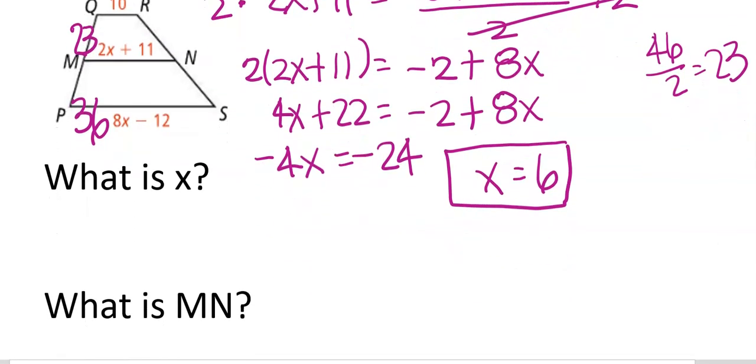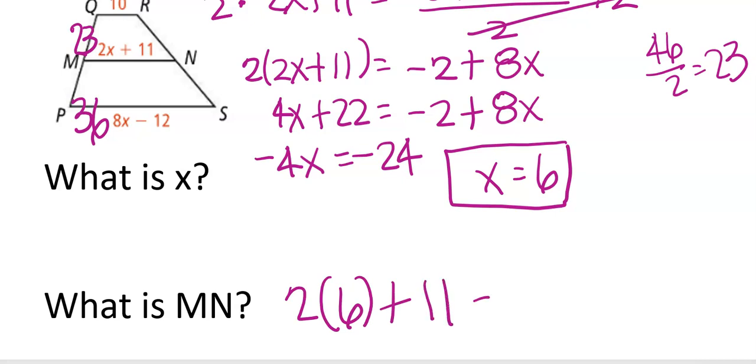Now, they also say, what is MN? We did that already. 2 times 6 plus 11 would be 23.